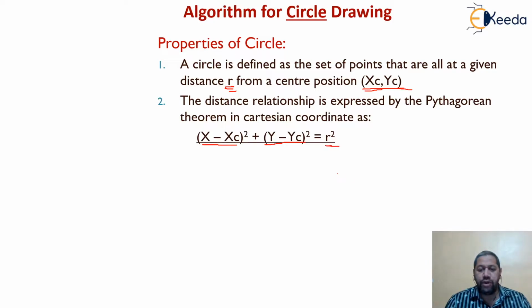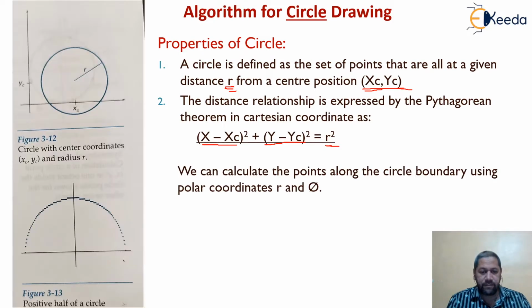So we already have the equation x square plus y square is equal to r square, but we are considering this with respect to the center of the circle, that is xc and yc. Now let us look at whatever we are talking about with the help of this diagram. In this figure, we have shown a circle with the center coordinates xc and yc, and the radius is r.